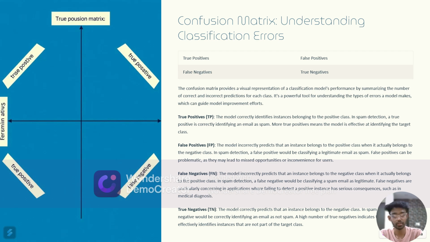False negatives. The model incorrectly predicts that an instance belongs to the negative class when it actually belongs to the positive class. In spam detection, a false negative would be classifying a spam email as legitimate. False negatives are particularly concerning in applications where failing to detect a positive instance has serious consequences, such as in medical diagnosis. True negatives. The model correctly predicts that an instance belongs to the negative class. In spam detection, a true negative would be correctly identifying an email as not spam. A high number of true negatives indicates the model effectively identifies instances that are not part of the target class.